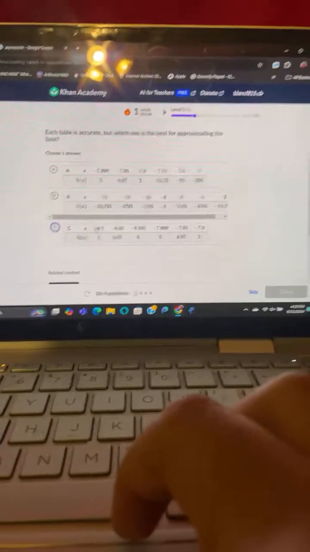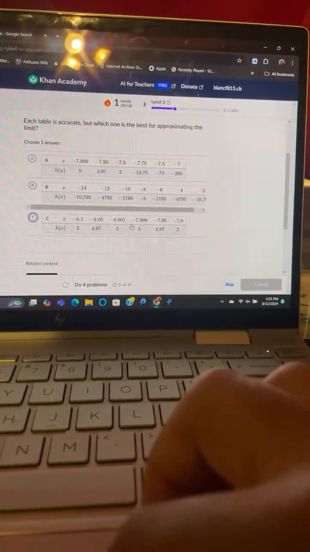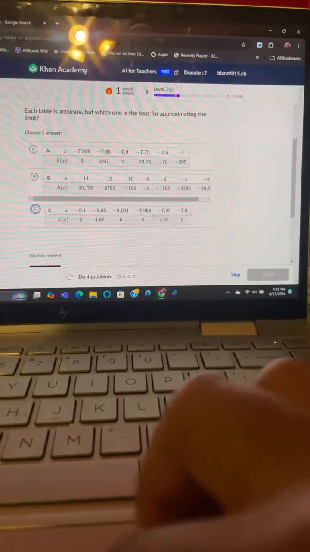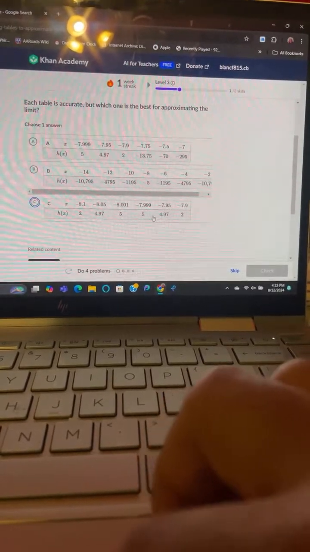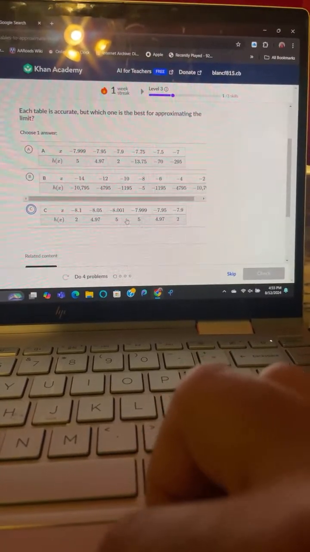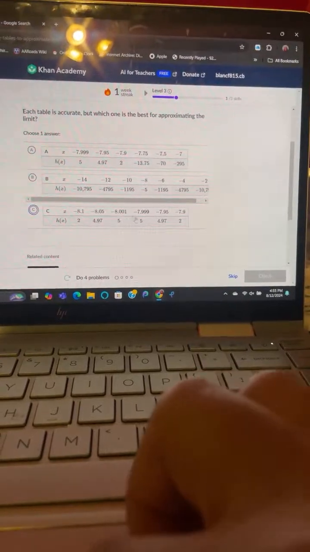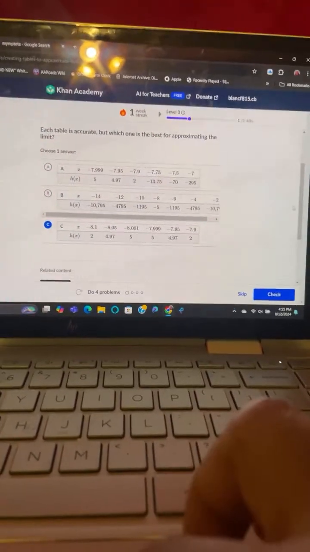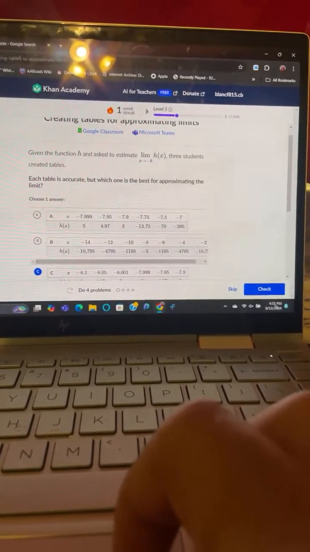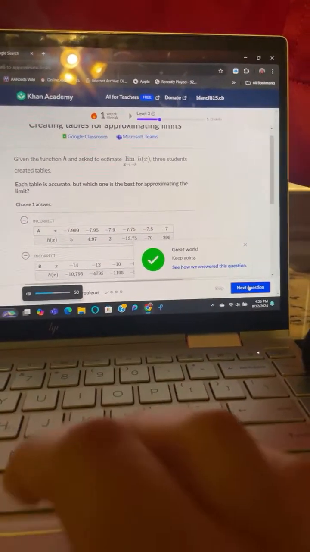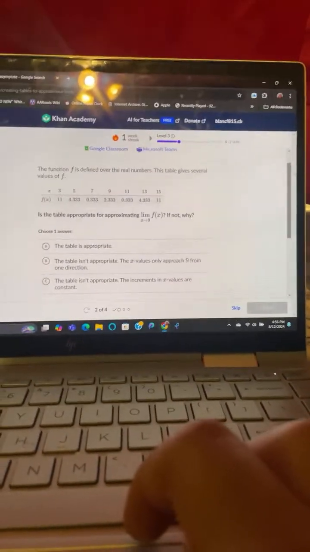This one, though, as we can see, 8.0017, 7.999, you want to see it from both ends. Not necessarily exact values, but approaching values. So yes, that would be it. And that would be great.